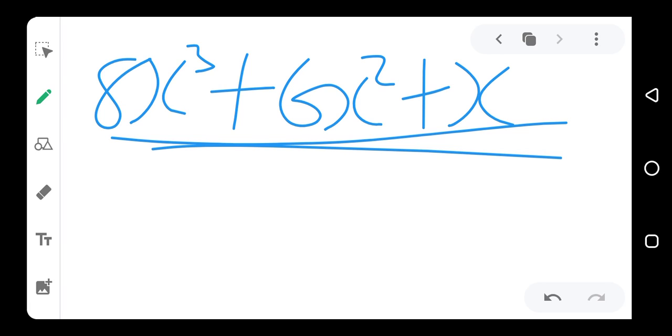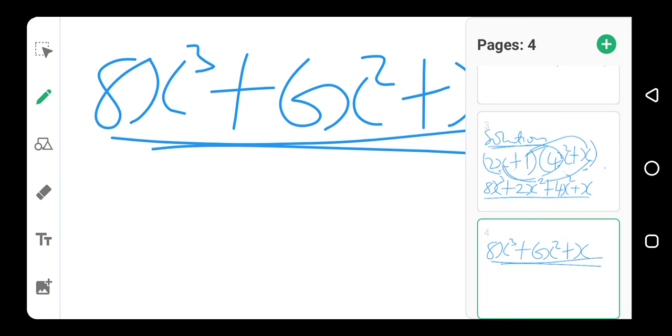If there are like terms, we collect them and add. If there are no like terms, we leave the answer like that. Here there are like terms, so we collect them and then we get the final answer. So this is how to do multiplication of polynomials.